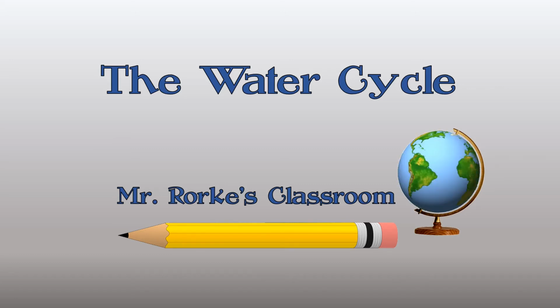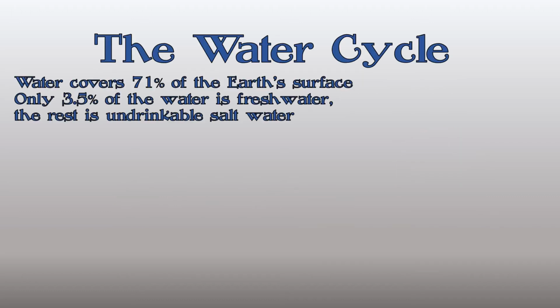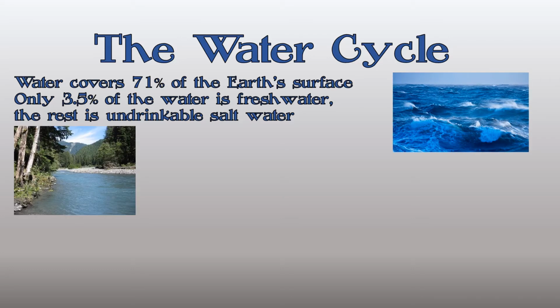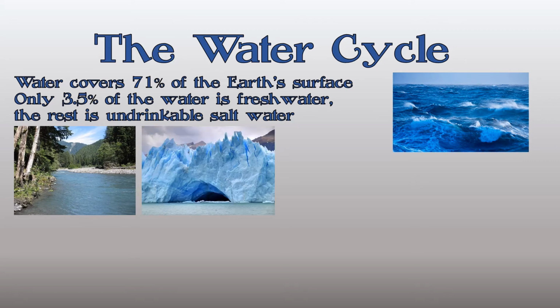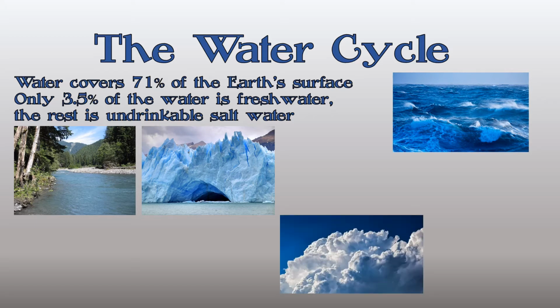Hello. We will examine the water cycle here on Mr. Rorke's classroom. Water, water everywhere, but not a whole lot of it to drink. Water covers 71% of the Earth's surface, but fresh water only makes up 3.5% of that water. Water is found in many places on Earth, in liquid form in oceans, rivers, and lakes, in solid form in glaciers, and in gaseous form in the atmosphere.